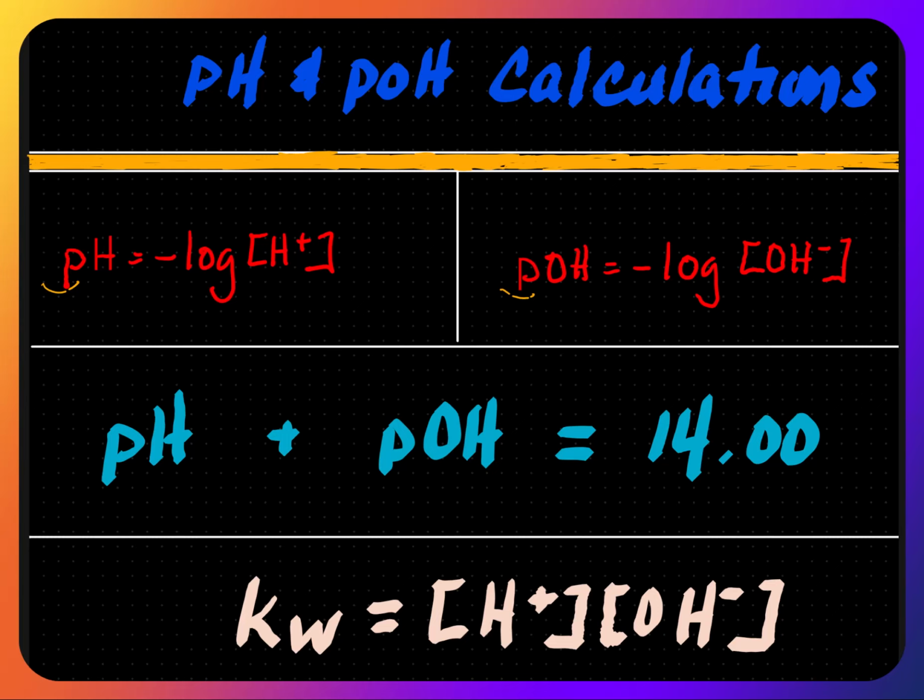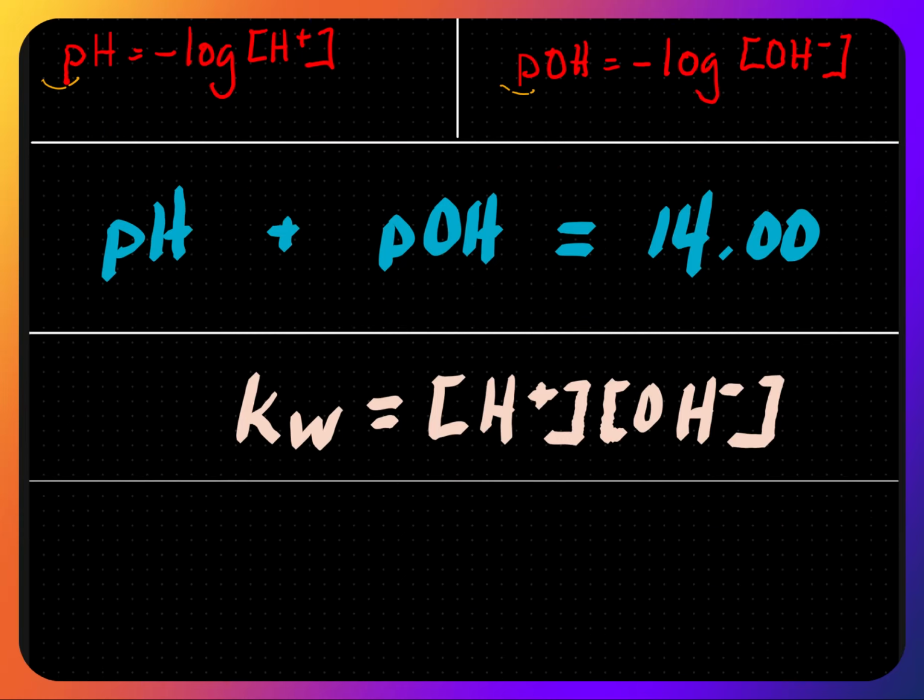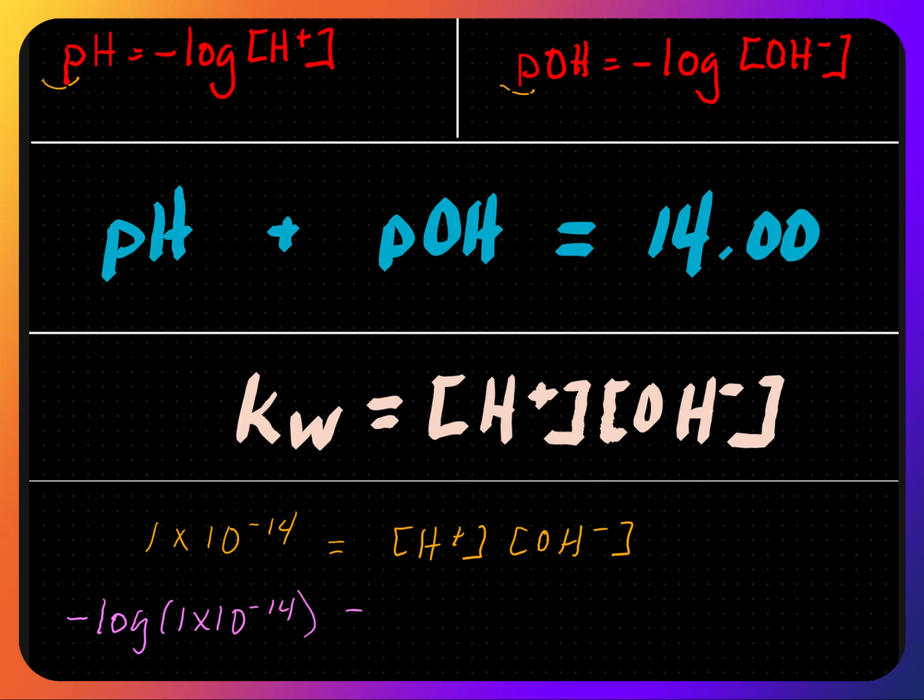Because Kw is equal to H+ concentration times OH- concentration. So Kw is equal to 1 times 10 to the negative 14th. This is equal to H+ concentration times OH- concentration. So I'm going to take the negative log of both sides. So the negative log of 1 times 10 to the negative 14th is going to equal the negative log of H+ times OH-.